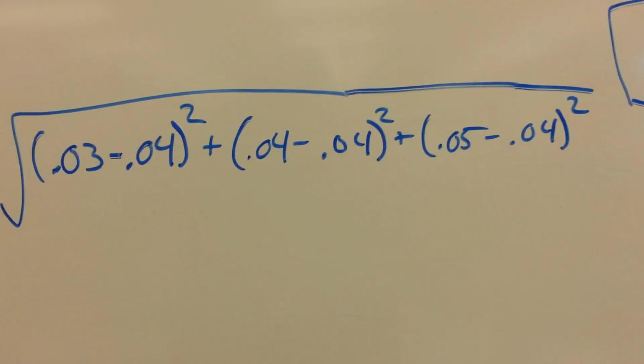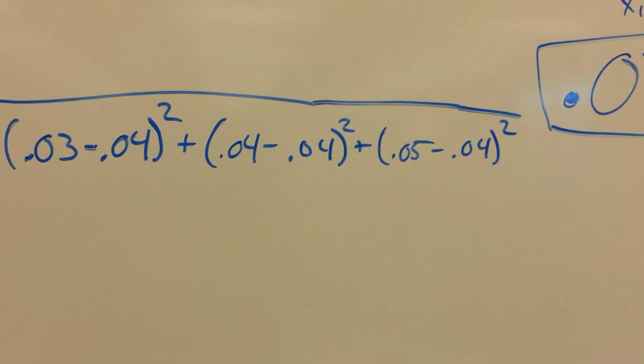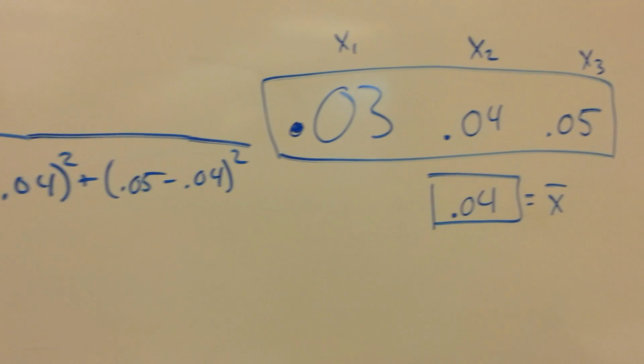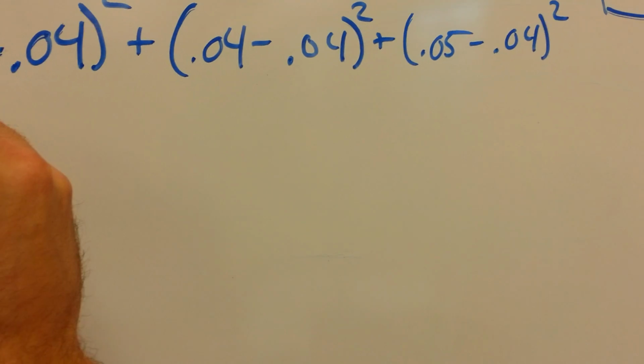Our last step for our standard deviation formula is to divide by n minus 1. N means the number of data points you have. In this case, we have 3. So n minus 1 would be 2.